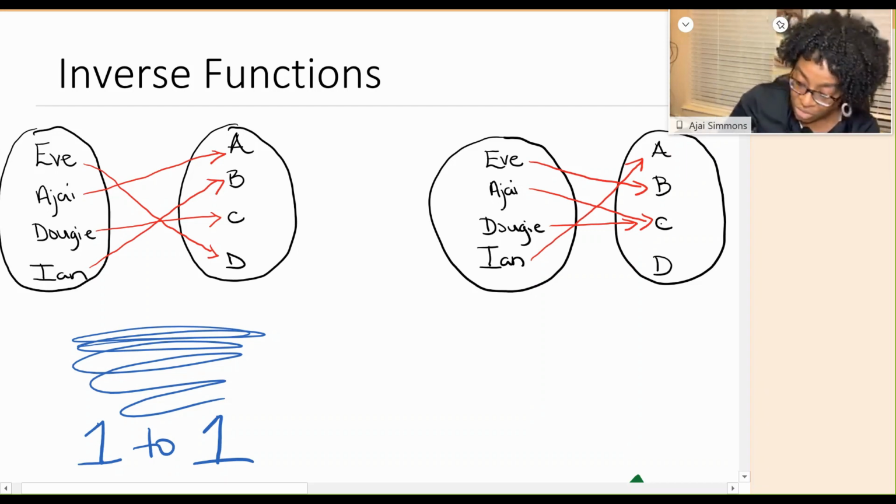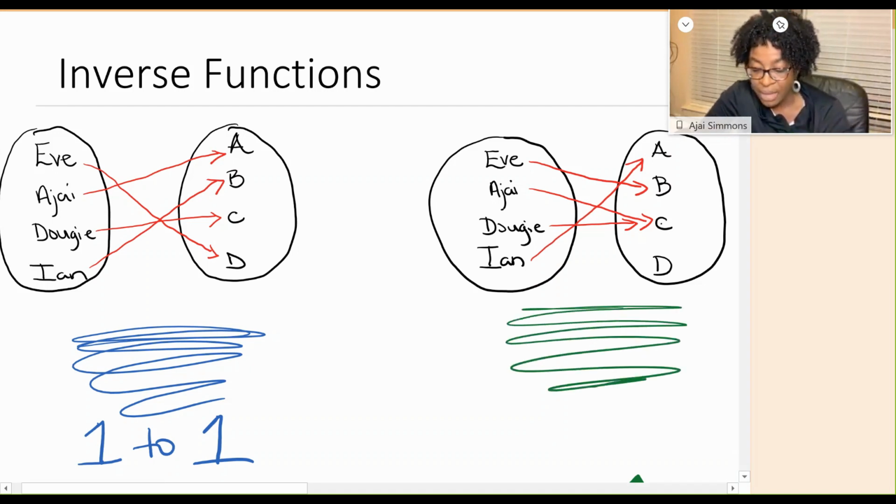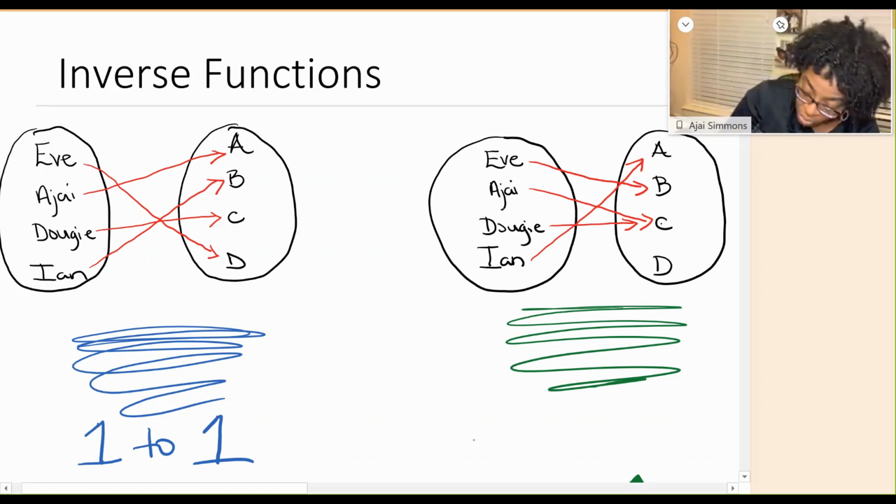Okay? If you look on the right-hand side over here at this mapping, I have the same students, the same grades, but Asia and Dougie made the same grade. So this is not considered to be 1-to-1. Okay? 1-to-1 means every domain has a unique range. No two students can have the same grade. So this is not 1-to-1.